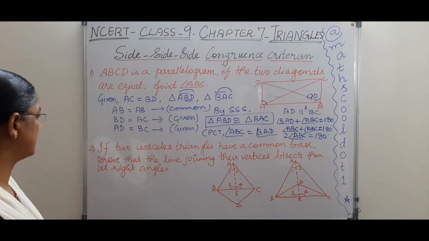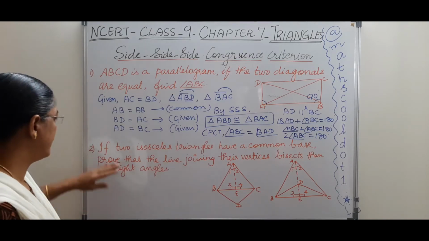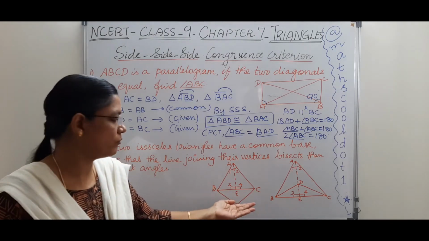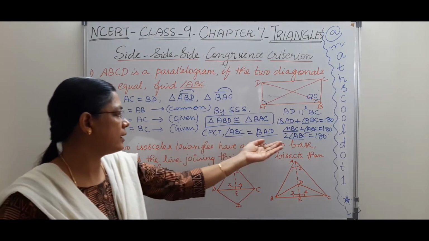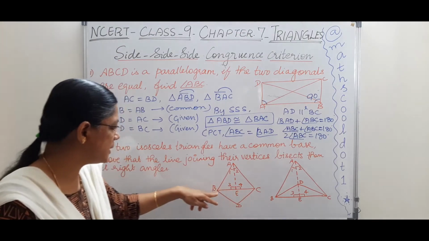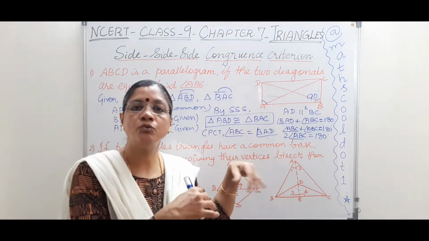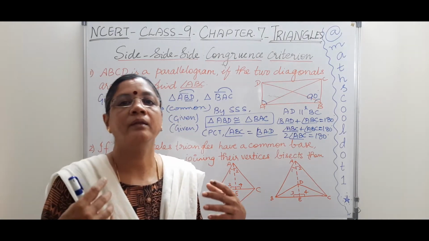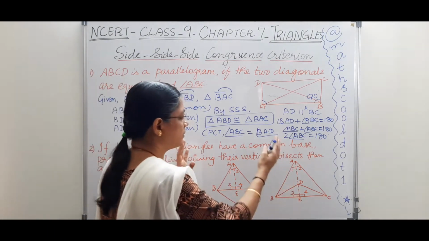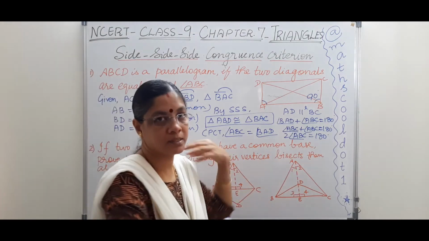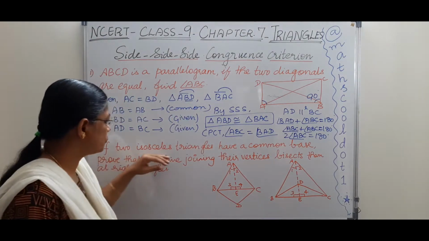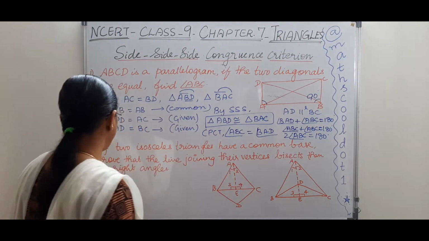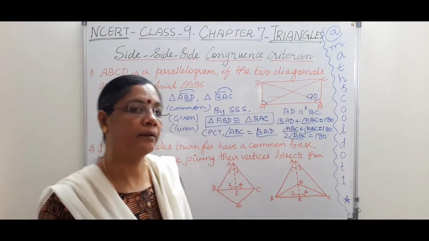Now, what is the next problem? State: if two isosceles triangles have a common base. See, from the diagram we can find out two isosceles triangles have a common base. See, BC is the base here. Actually, I have given two diagrams here. There are two separate diagrams, but the problem is one and the same. We'll see how it is the same. If two isosceles triangles have a common base, prove that the line joining the vertices bisects them at right angles.